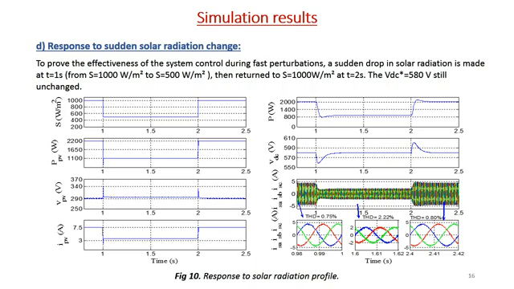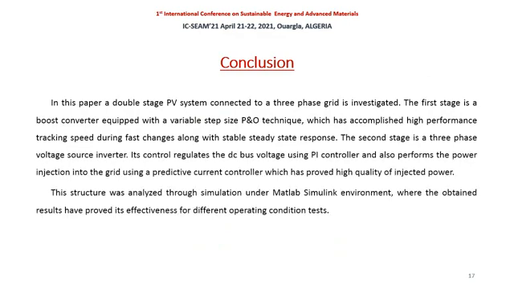Now we are going to conclude. In this paper, a double-stage PV system connected to a three-phase grid is investigated. The first stage is a boost converter equipped with a variable step size perturb and observe technique, which has accomplished a high-performance tracking speed during fast change along with stable steady-state response.